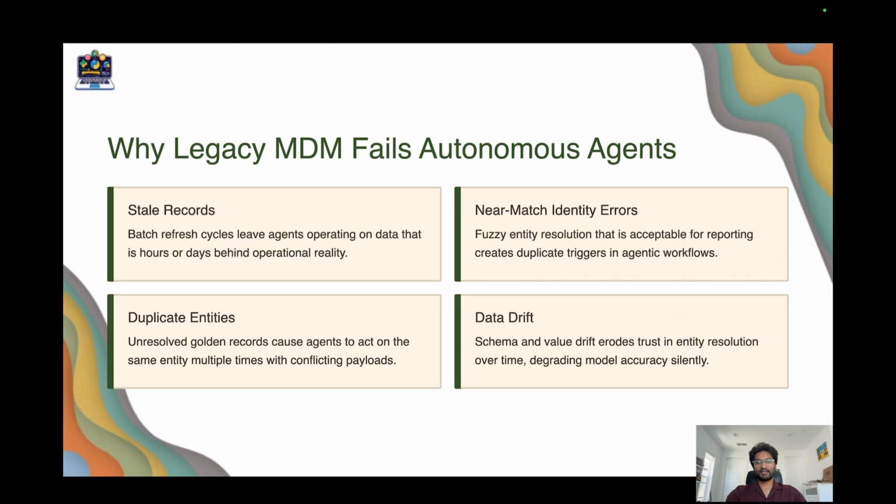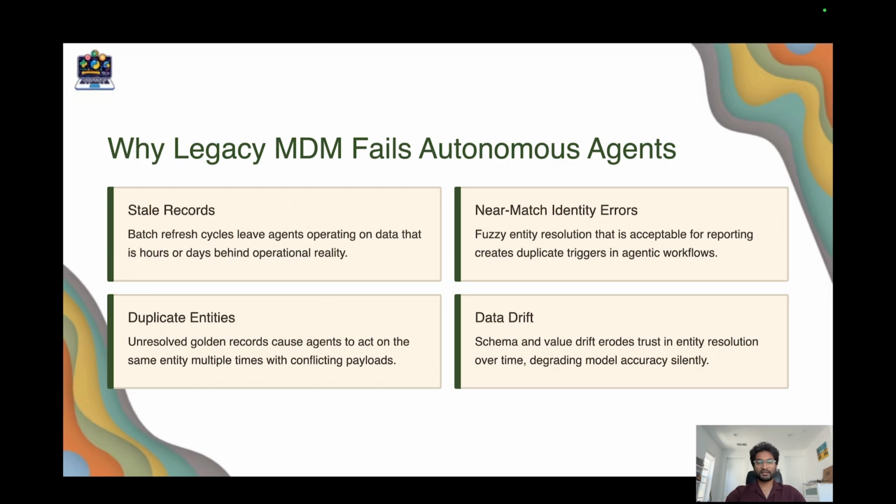It is making confident decisions about a reality that has already changed. The second is near match identity errors. Fuzzy matching that was perfectly fine for reporting now treats one entity as two, and the agent acts twice. The third is duplicate entities. When your golden record is not truly resolved, the agent fires conflicting actions against what it thinks are two different things, but are actually the same thing.